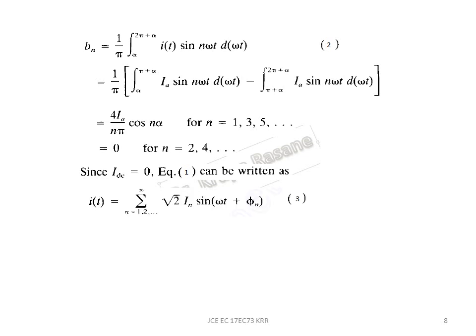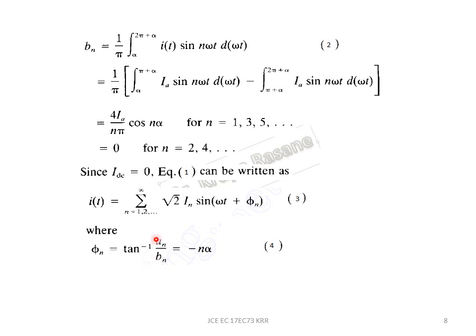Now since IDC is 0, your first equation can be rewritten as I of t equal to IDC plus what we had, so this part is 0, and hence, substituting your An and Bn, I will be getting summation of n equal to 1 to infinity of root 2 In sine omega t plus phi n. So this is by substituting the value of An and Bn.